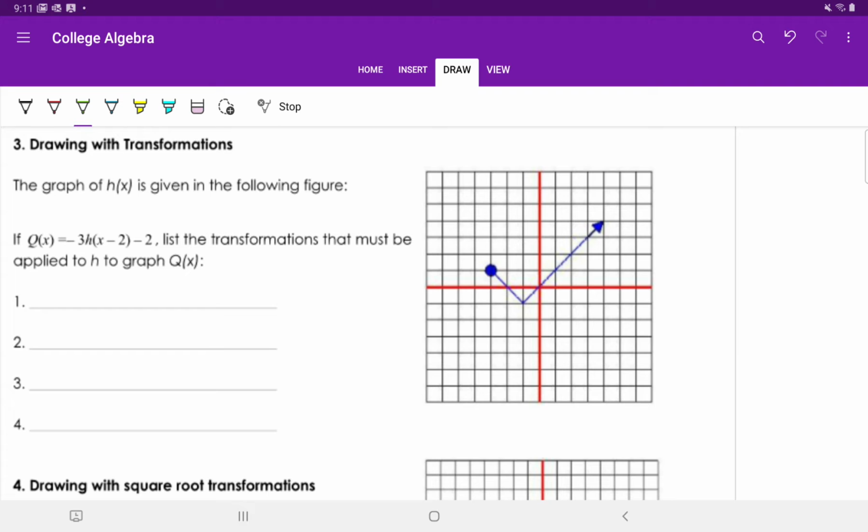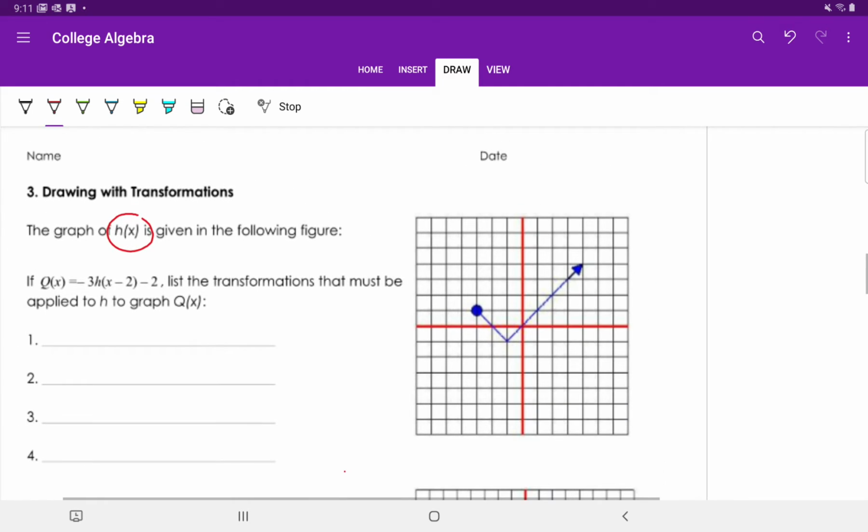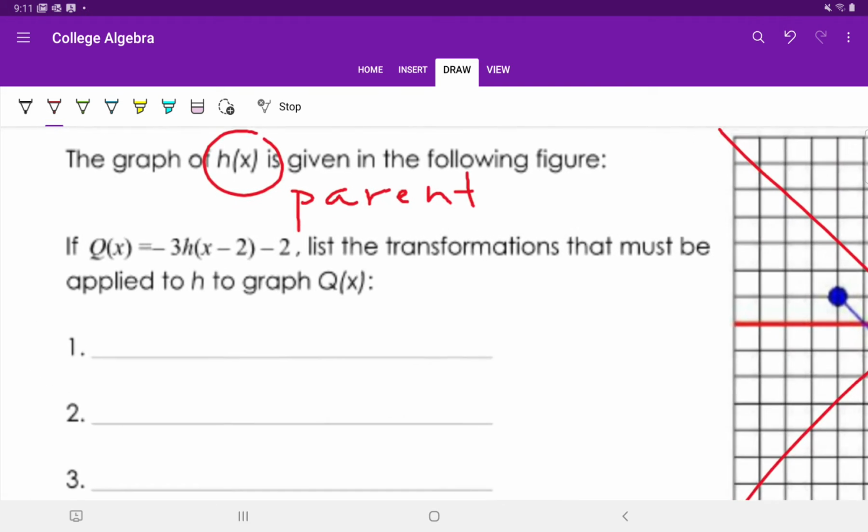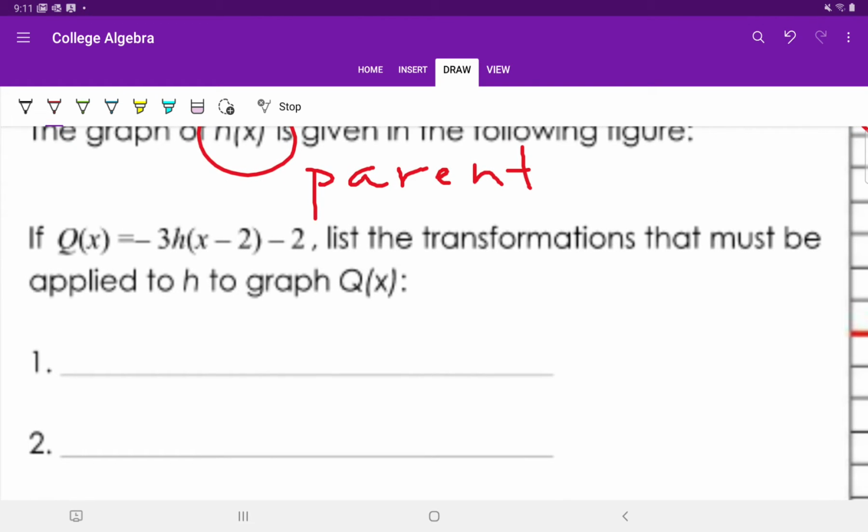Question 3 is just a straight transformation question. So they start you off with h of x, and we don't really care what h of x is. All we care about is that it is a parent function. That's our parent function. And truth be told, we don't need this picture. This picture is completely irrelevant. It doesn't even matter to us what h of x looks like. All we care about is what's written right here.